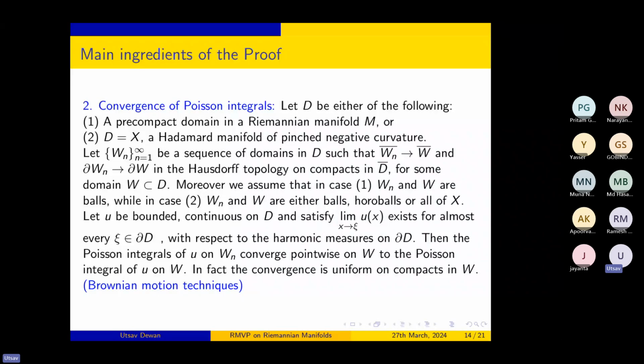So what is the connection with the harmonic measure? The distribution of the first exit point of this Brownian motion will be given by the harmonic measures. So we use that probabilistic interpretation of harmonic measures as well to get these sorts of results.